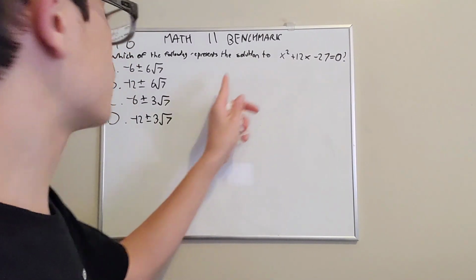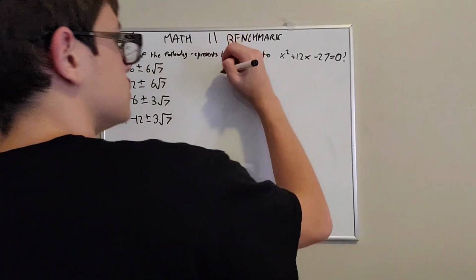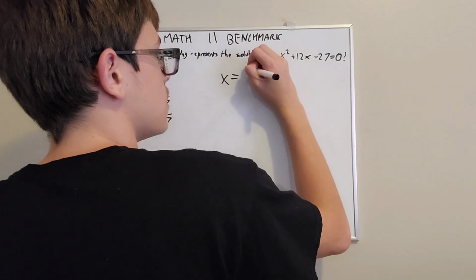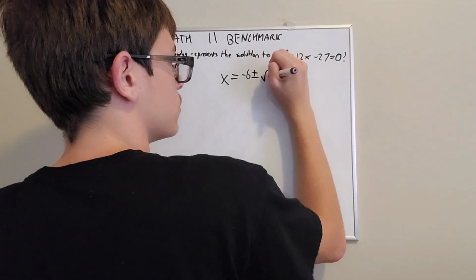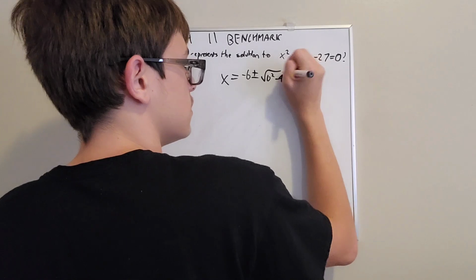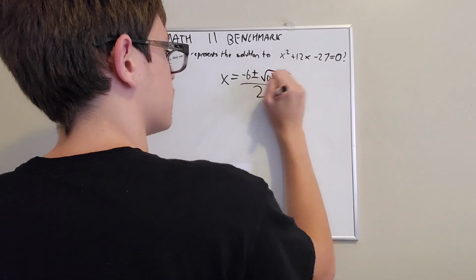So what we're going to be doing is using the quadratic formula, which is x equals negative b plus or minus the square root of b squared minus 4ac, over 2a.